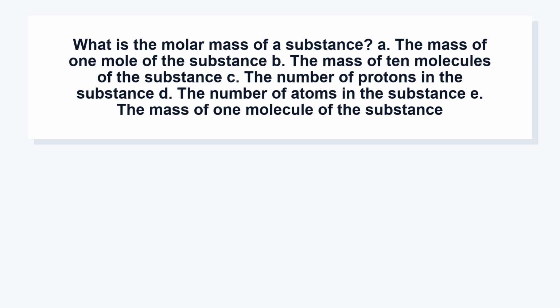What is the molar mass of a substance? A. The mass of 1 mole of the substance. B. The mass of 10 molecules of the substance. C. The number of protons in the substance. D. The number of atoms in the substance. E. The mass of 1 molecule of the substance.